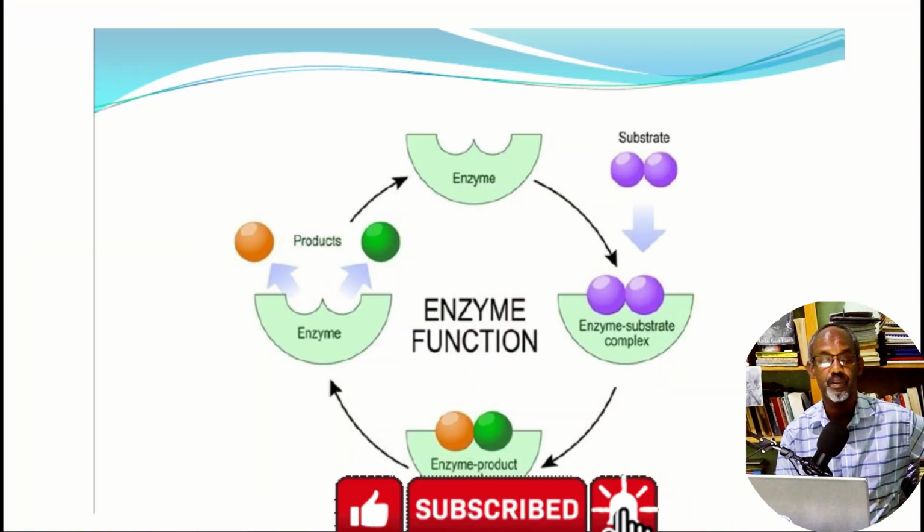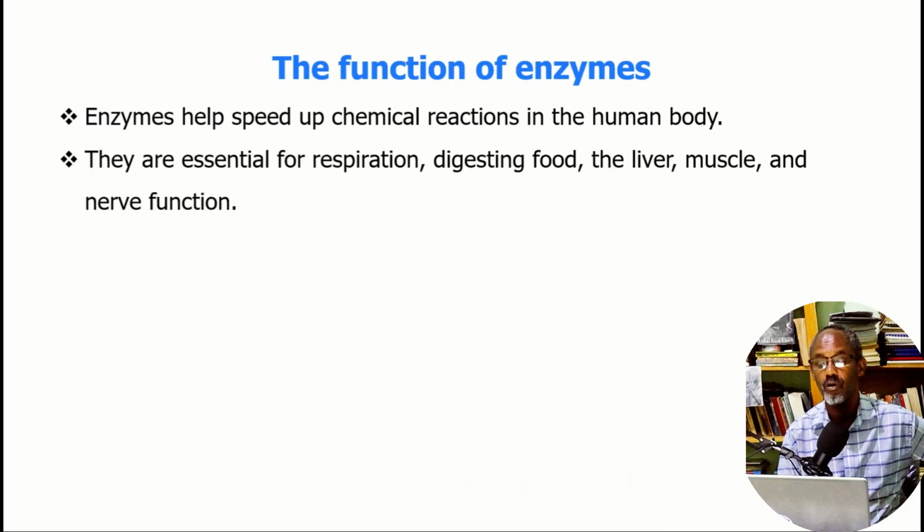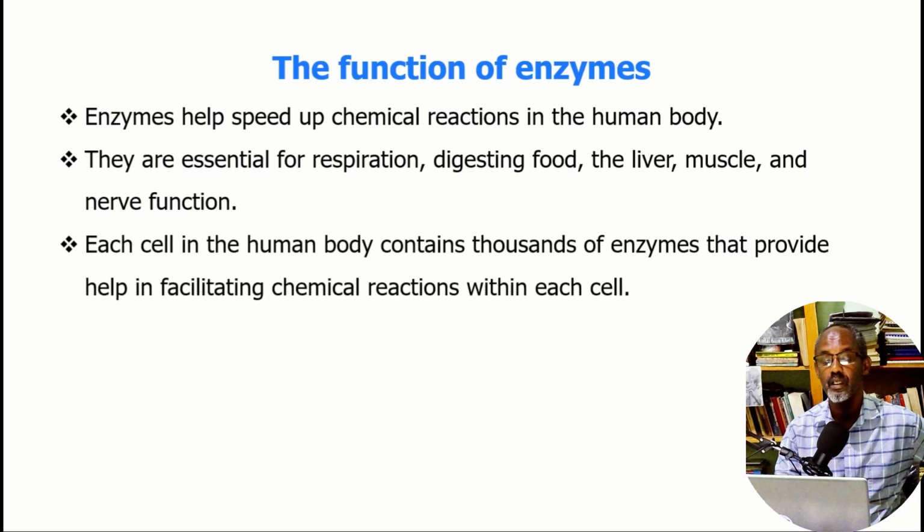Next portion is this one, function of enzymes. We shall talk about function of enzymes. Enzymes help speed up chemical reactions in the human body, and they are essential for respiration, digestion, food, the liver, muscle, nerve function. Every biological process is dependent on biochemical reaction, either catabolic or anabolic reaction. Each cell in the human body contains thousands of enzymes that help in facilitating chemical reactions within each cell.